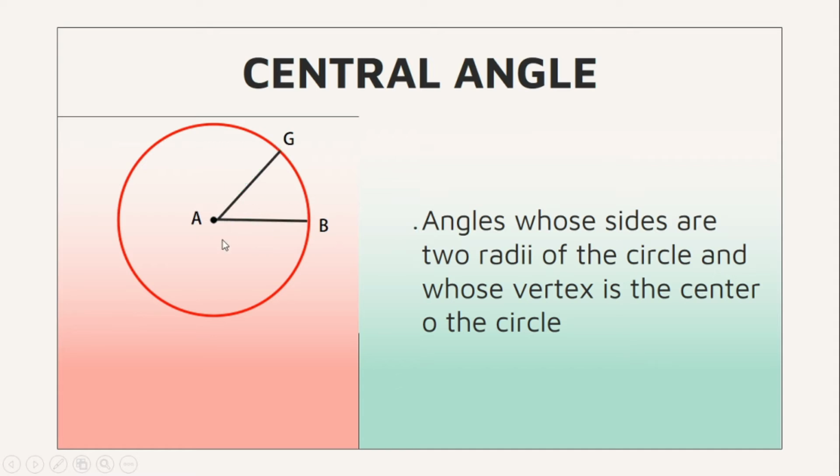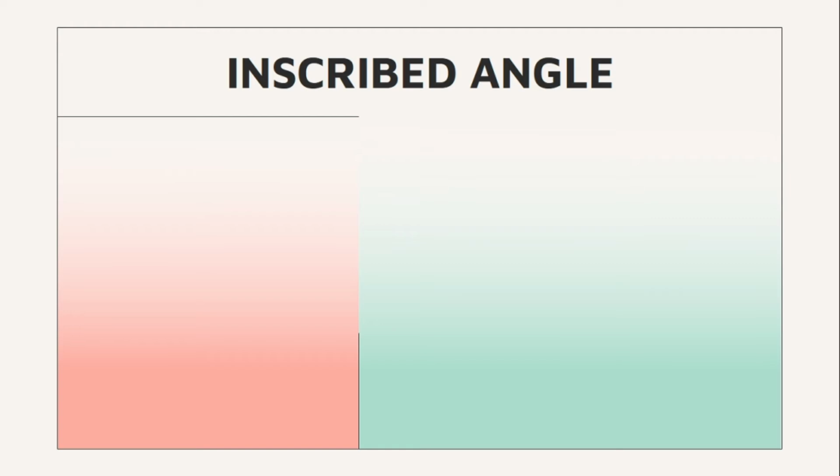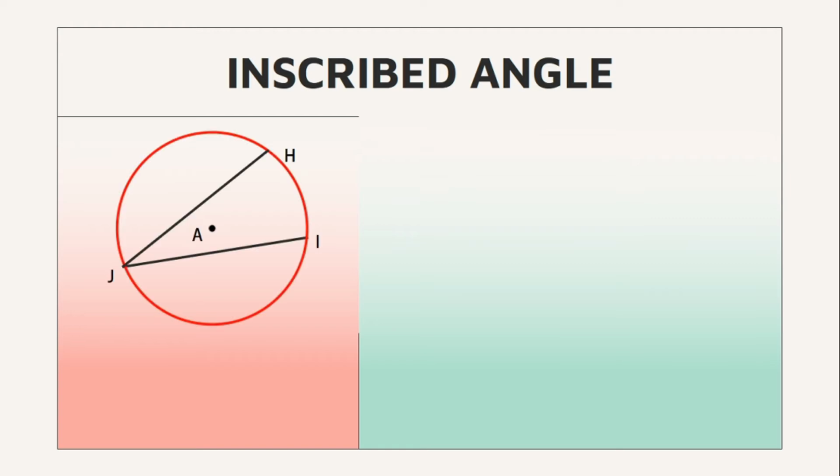Ang vertex ng ating angle ay yung center mismo ng ating circle, which is center A. So that's why we call this as central angle. So what is the name of our central angle? So we have angle GAB or angle BAG. Okay? And then last is we have the inscribed angle. Ano naman pag inscribed angle? In this given figure, kung mapapansin nyo, we have angle HJI or angle IJH.